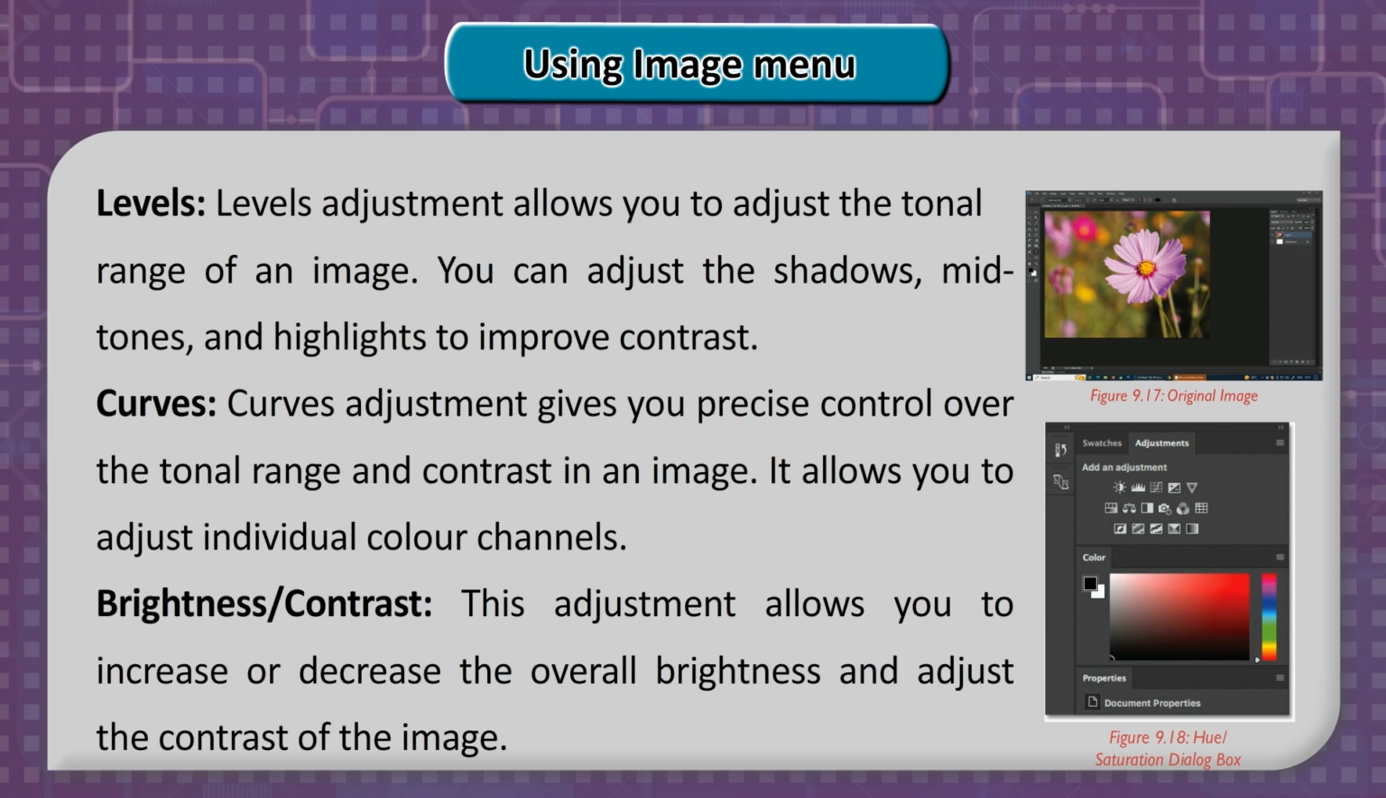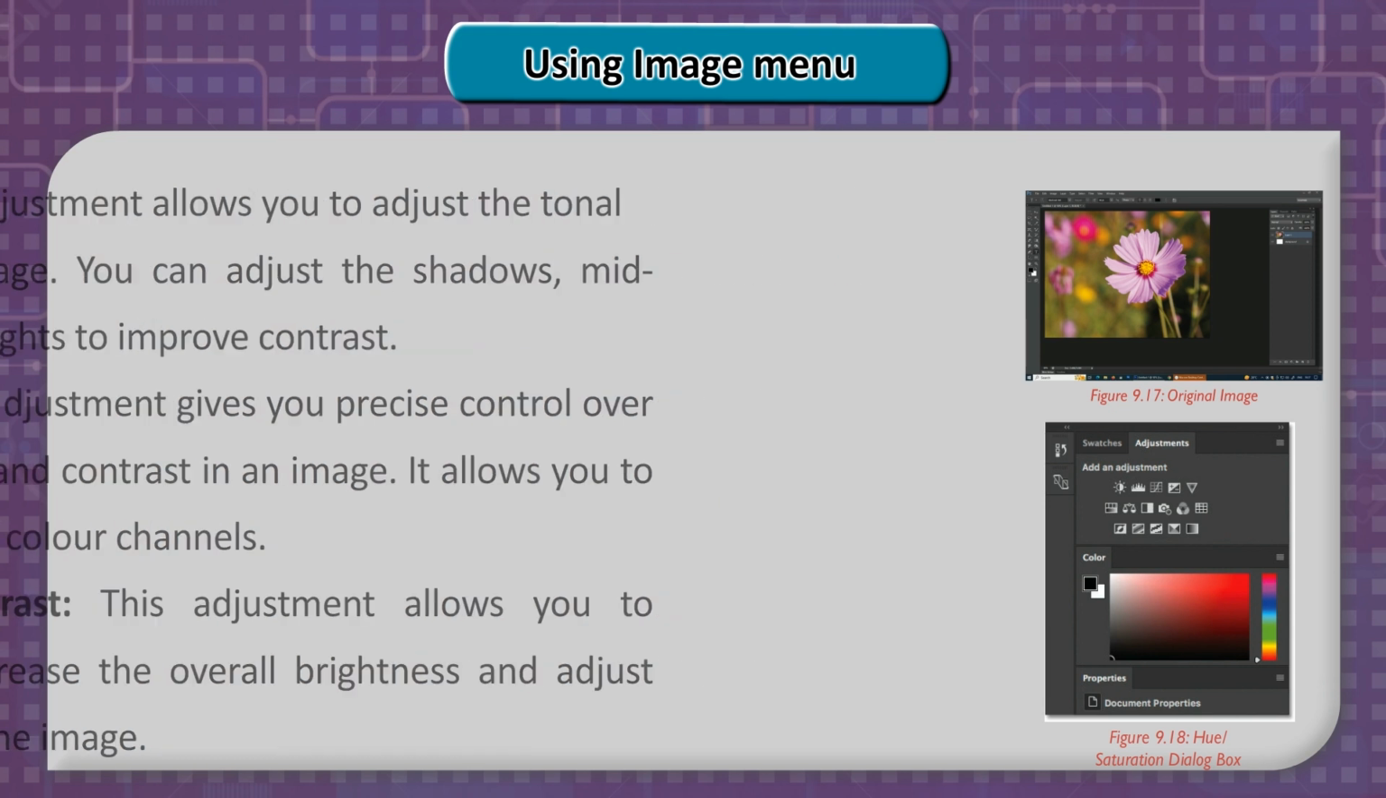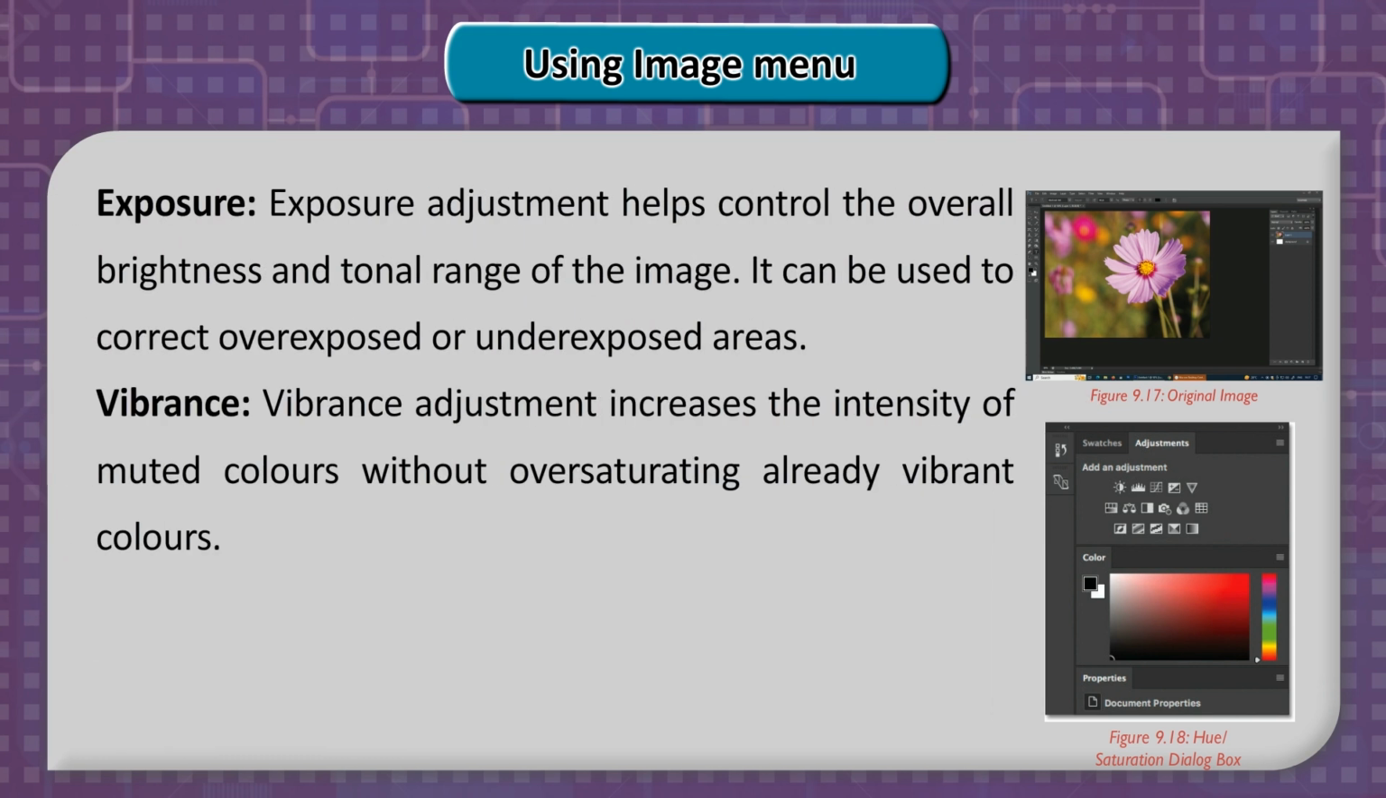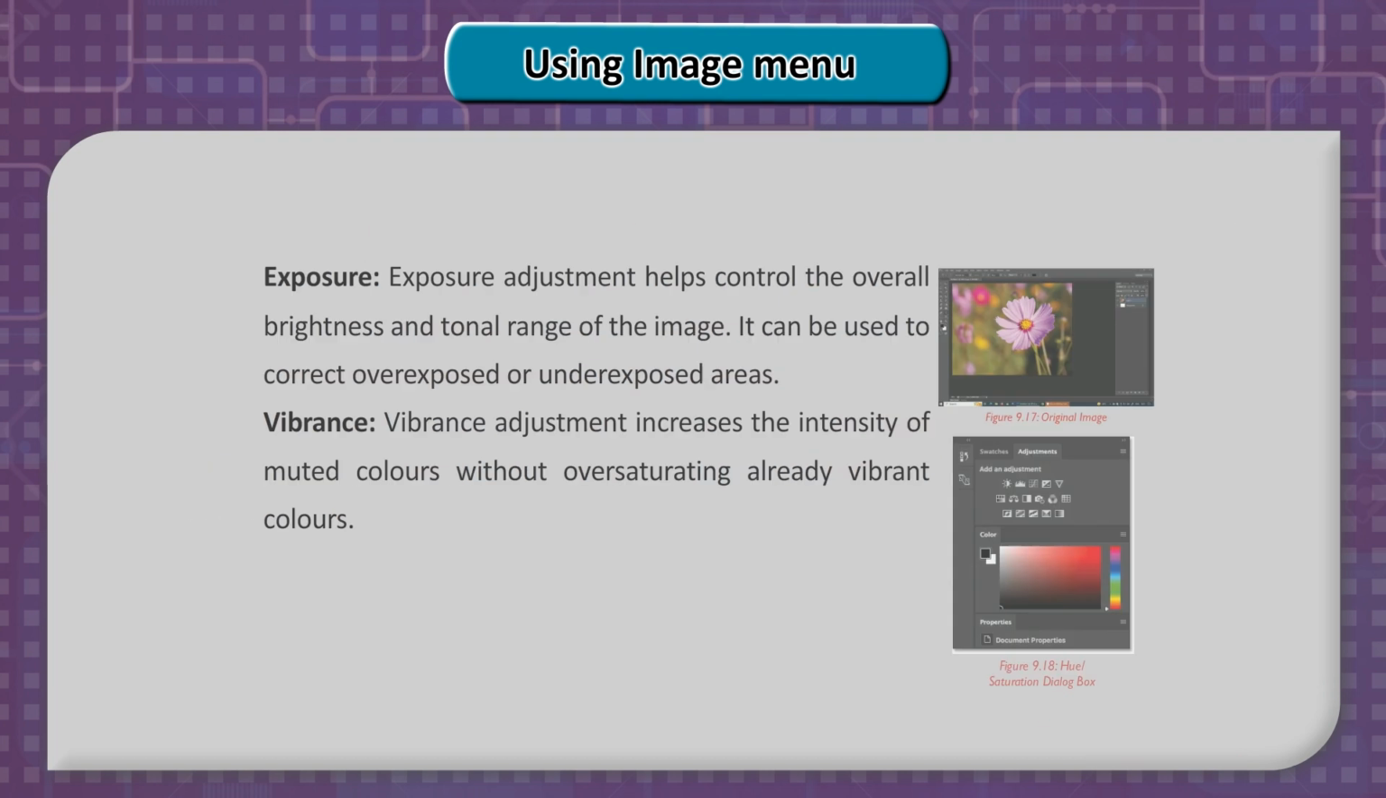Brightness/contrast. This adjustment allows you to increase or decrease the overall brightness and adjust the contrast of the image. Exposure. Exposure adjustment helps control the overall brightness and tonal range of the image. It can be used to correct overexposed or underexposed areas. Vibrance. Vibrance adjustment increases the intensity of muted colors without oversaturating already vibrant colors.